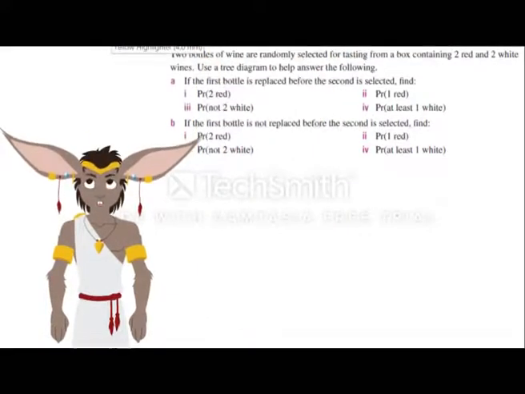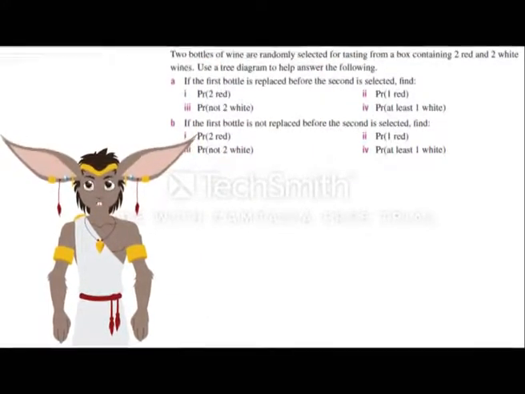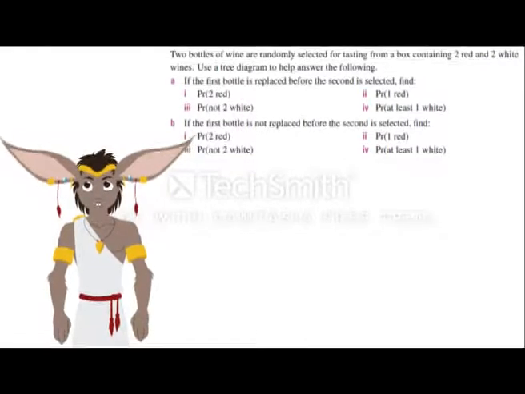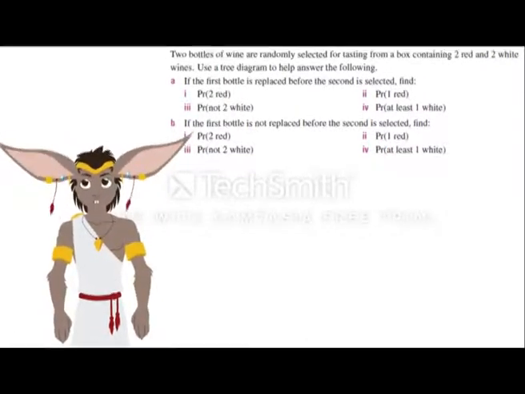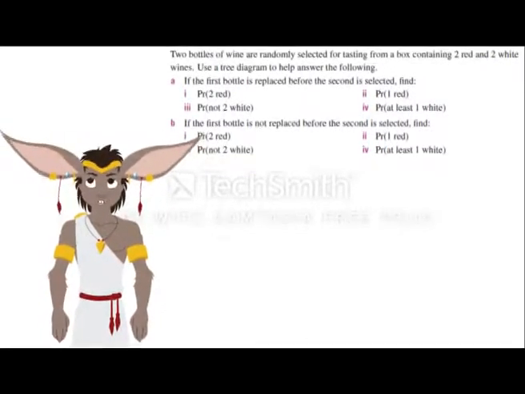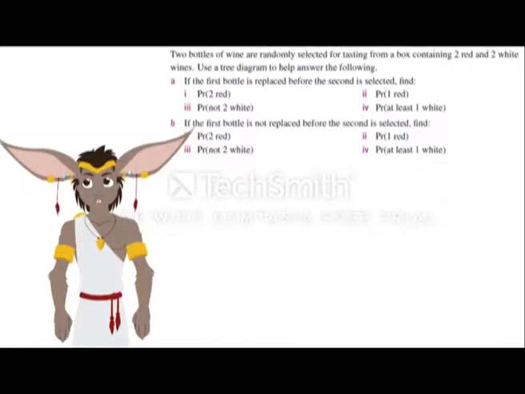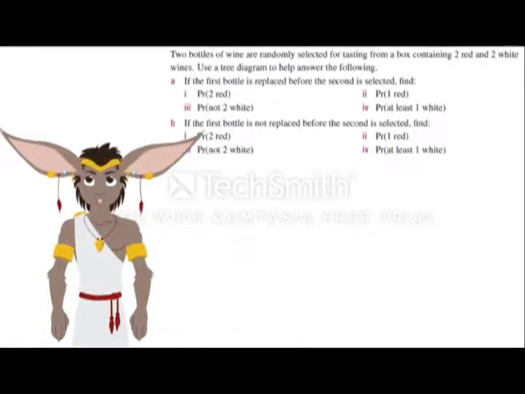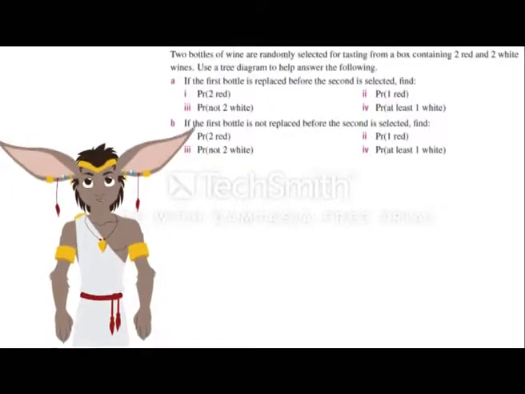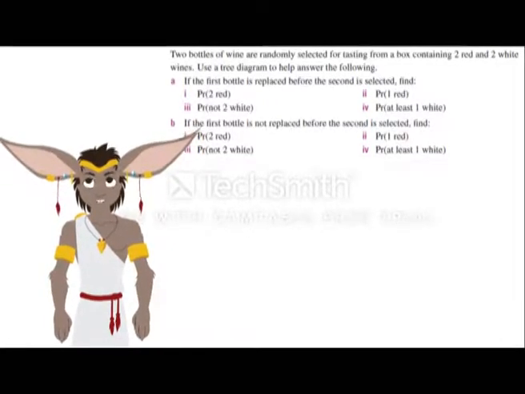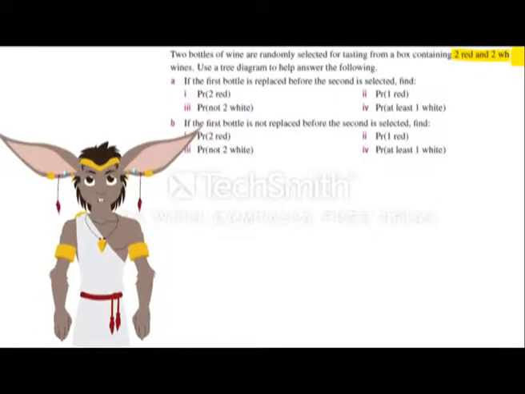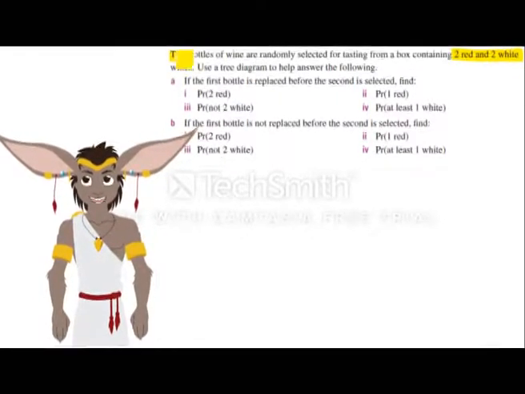In this question, we are going to answer a series of questions based on a scenario. And we're going to use a tree diagram to help solve it. We are told that 2 bottles of wine are randomly selected for tasting from a box containing 2 red and 2 white wines. So the important thing here is that there's 2 red and 2 white.